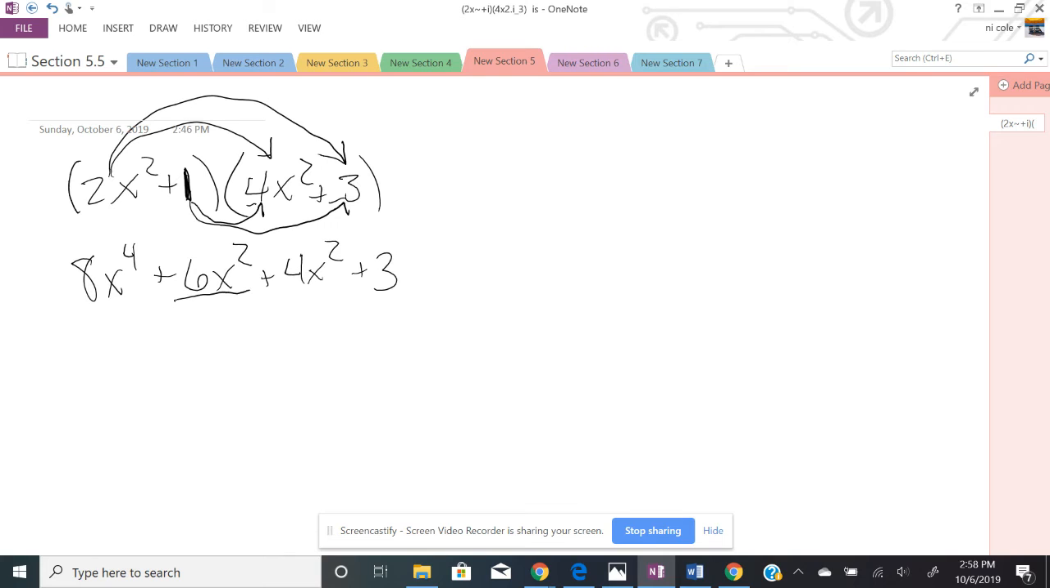Combining like terms, here's my like terms. So I have 8x to the fourth plus 10x squared plus 3.